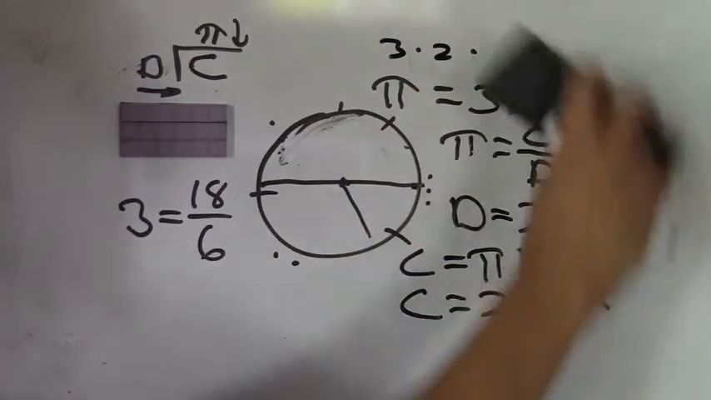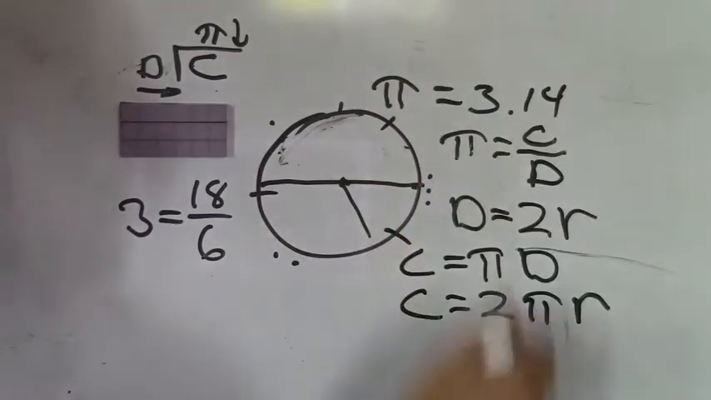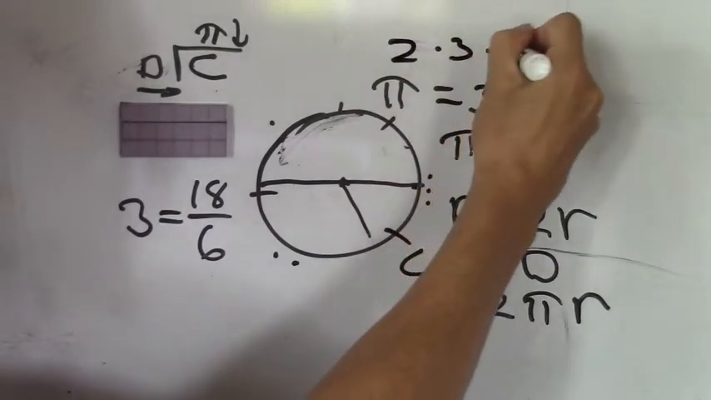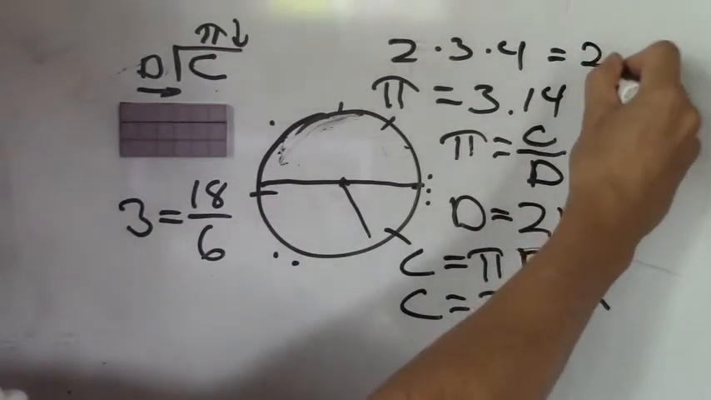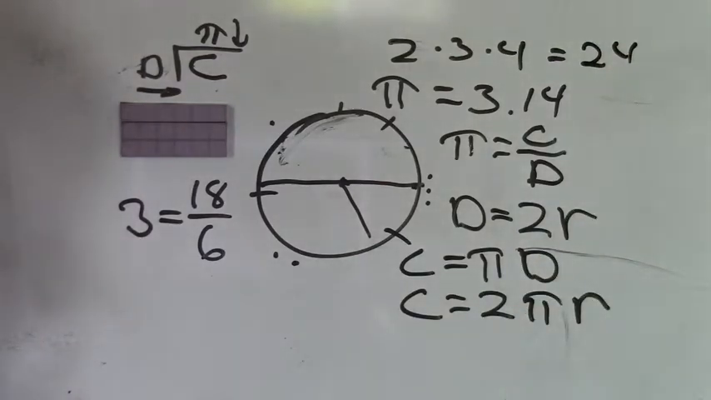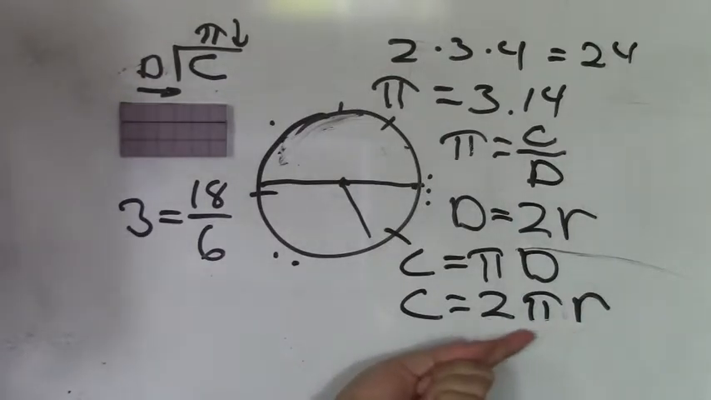Let's just do it this way. 2 times 3 times 4. Isn't that the same thing as 3 times 4 times 2? It's 24 no matter how I dice it, right? Does it matter what order I put it in? Technically, no. But it's just math where we say we put this one first, then that one, then that one. So 2 pi r is your C.